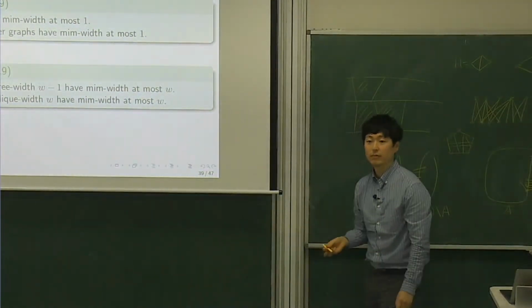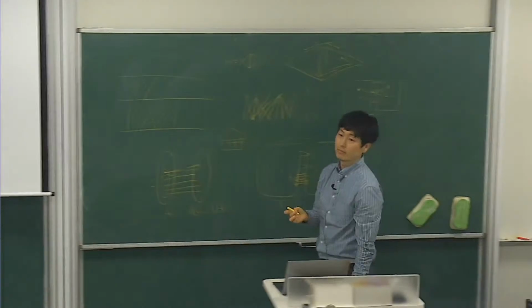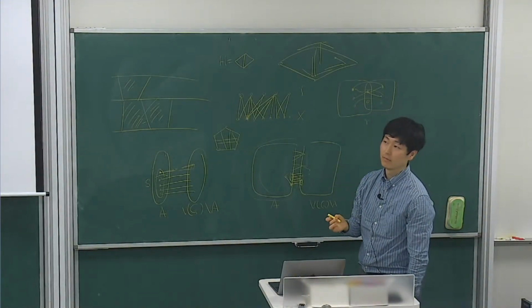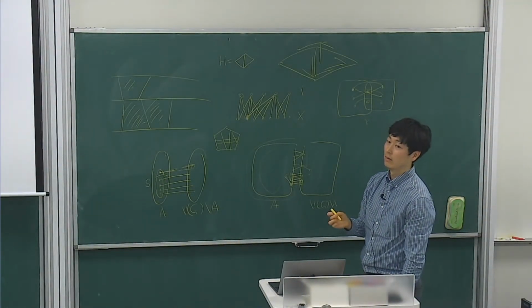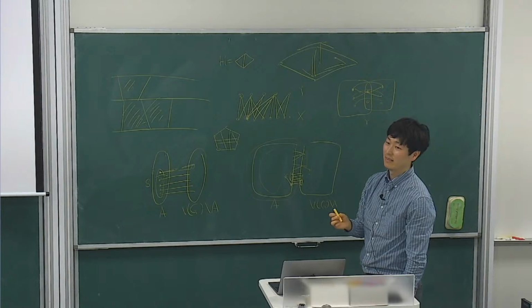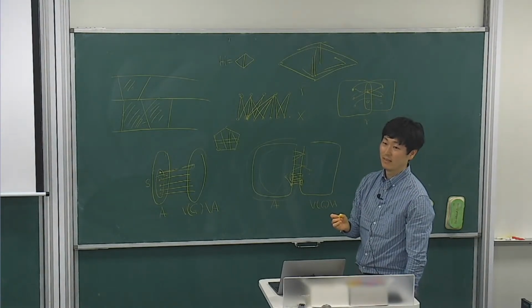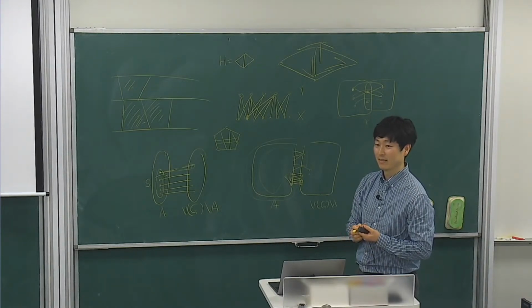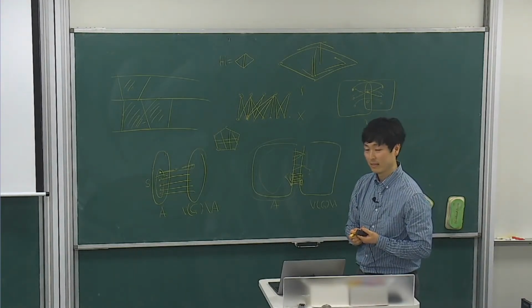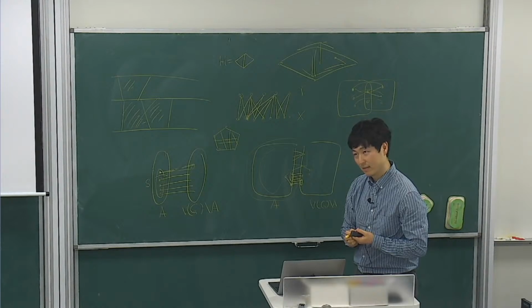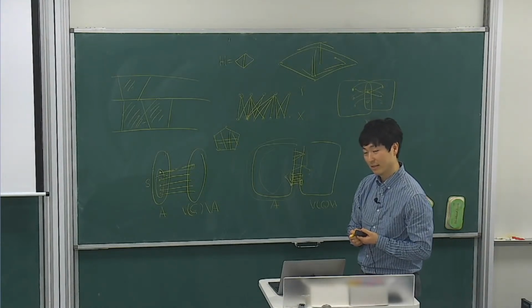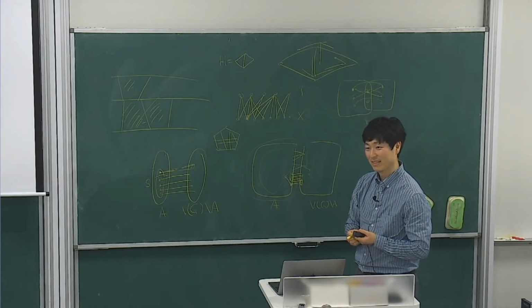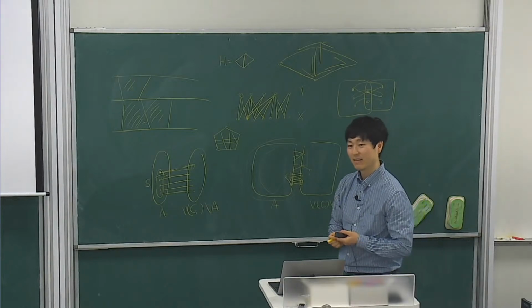When you add an edge, then the mim-width doesn't increase? No. So what if you keep the same mim-width decomposition, if you just add an edge? Yeah, you add an edge, and that doesn't increase the induced matching size. Sometimes it may increase, right? You may create a matching edge for some. Yeah. Ah, right, right.